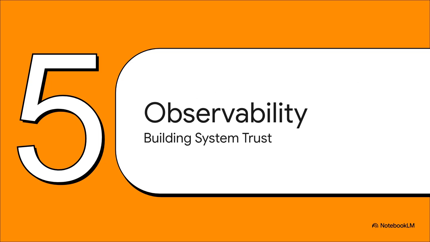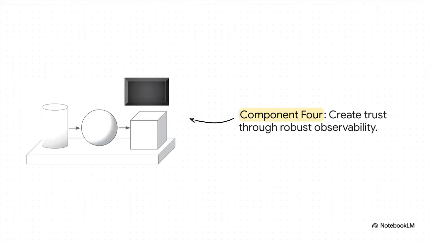Which leads to Section 5, observability, building system trust. All right, we've built the core engine, but how do we actually know it won't just crash and burn out in the real world? We need a safety net, and that is observability. Because AI systems naturally drift over time based on new data, you literally can't just deploy them and walk away. Continuous monitoring creates trust. Without it, your very first signal that something is broken is going to be an angry customer, and nobody wants that.